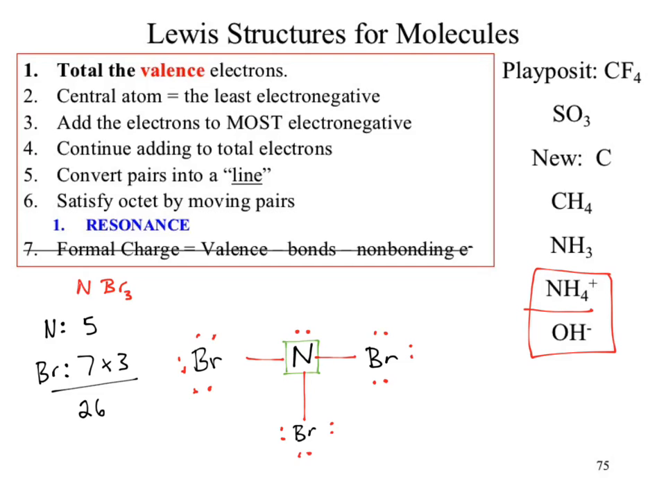We now have our structure. So we could satisfy octets. How many electrons are on the bromine? 2, 4, 6, a line. 2 electrons, there's 8. Bottom bromine, 8. And 8, which means every atom has its octet. Do I have to worry about resonance? No. Do I need to worry about formal charge?